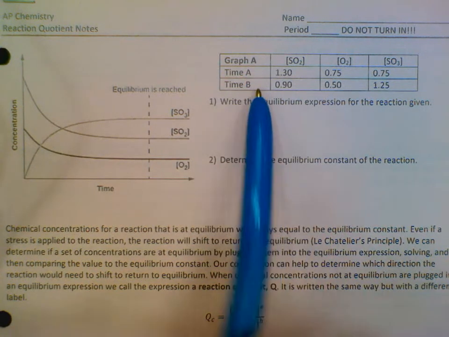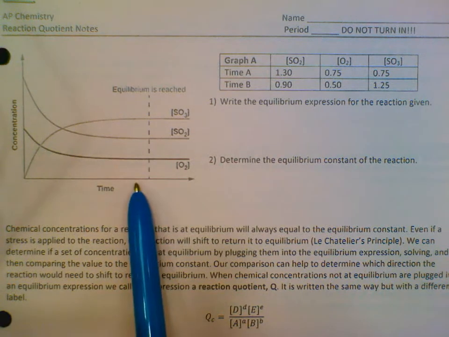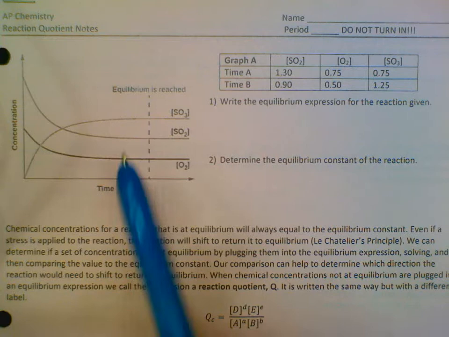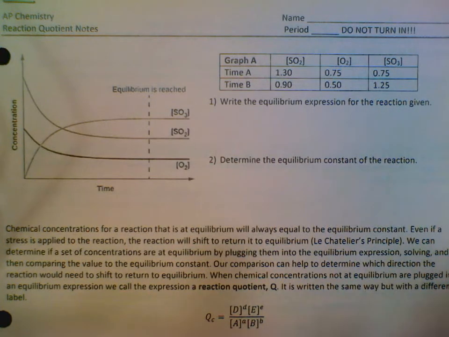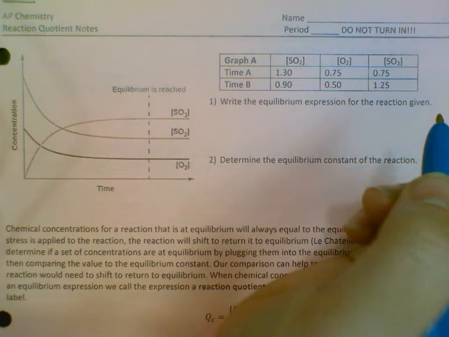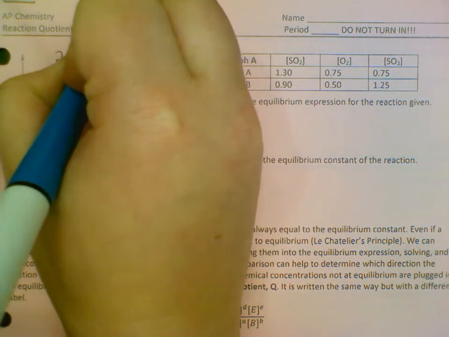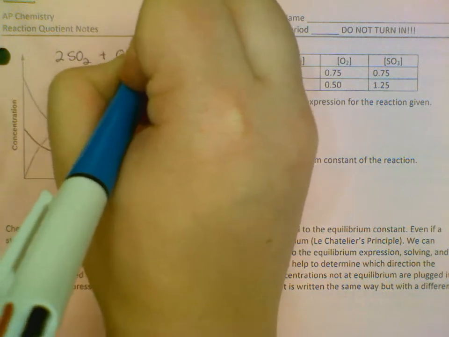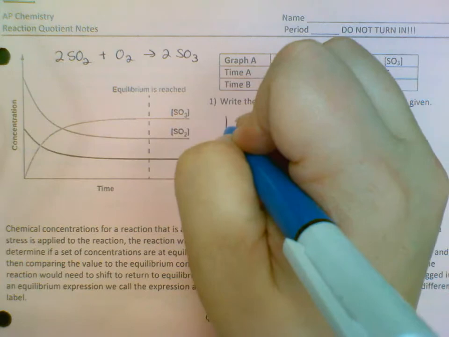It says graph A, so it's similar to the previous graph we looked at in our equilibrium reaction notes. We've got time A and time B and different concentrations. So first we've got to write our equilibrium expression for the reaction. I forgot to actually write the reaction on this one. So it is 2SO2 plus O2 forming 2SO3. They're all gases, so we're going to include them all.